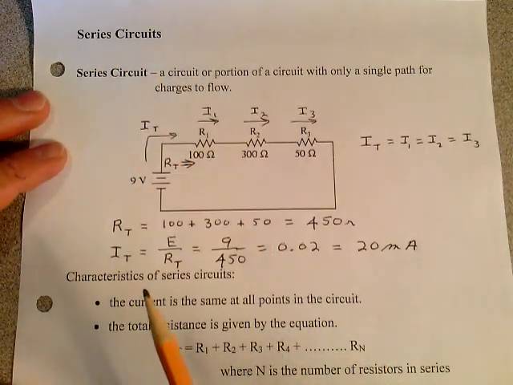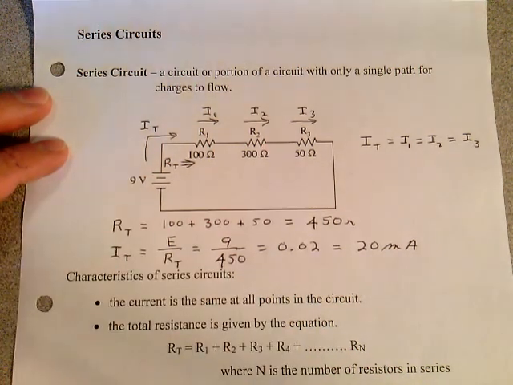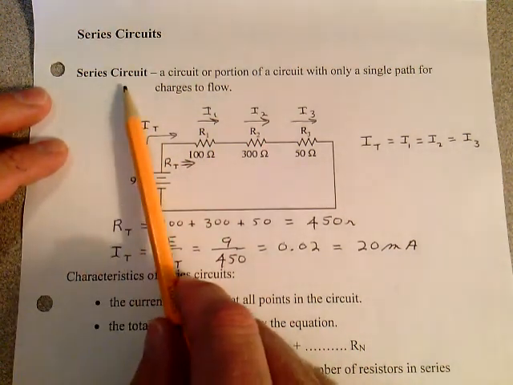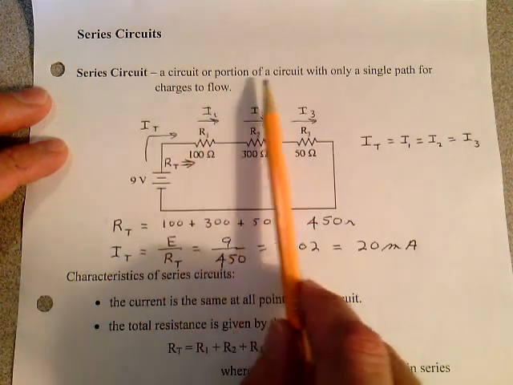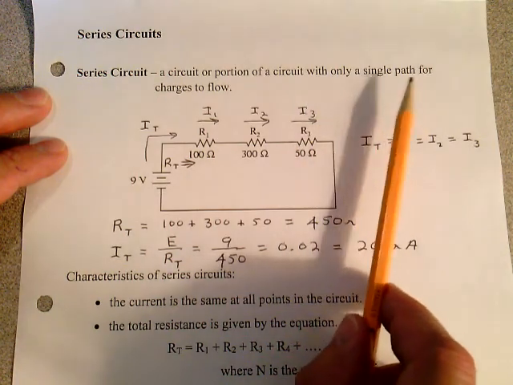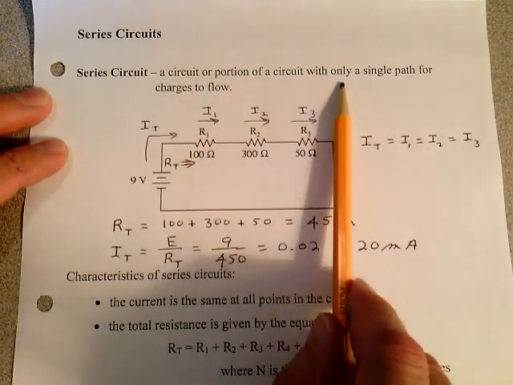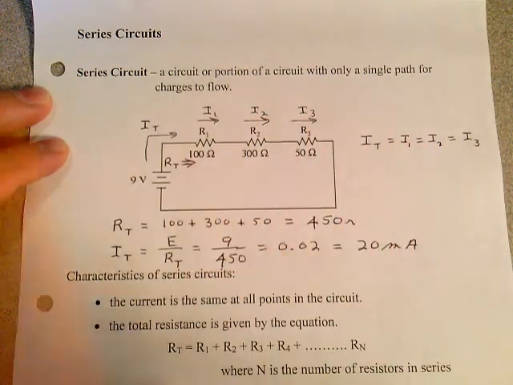There are three different types of circuits that we're going to look at in general. There's series circuits, there's parallel circuits, and then through most of the course we talk about a combination of series and parallel circuits combined. So first of all, let's look at the simple series circuit. A series circuit is a circuit or portion of a circuit with only a single path for charges to flow.